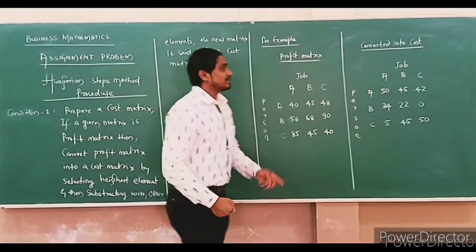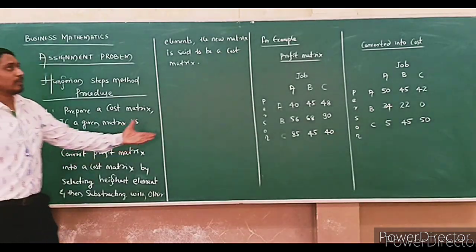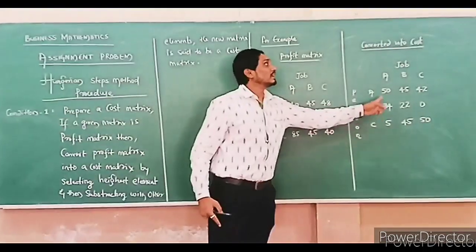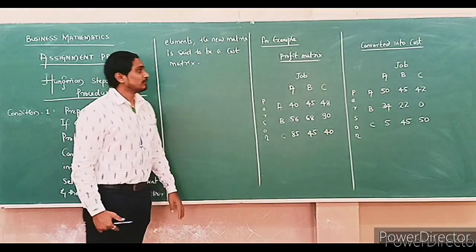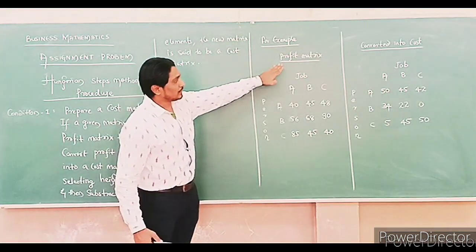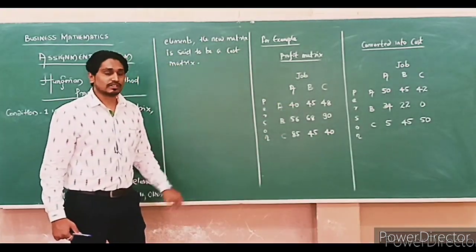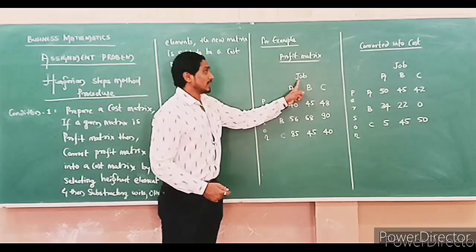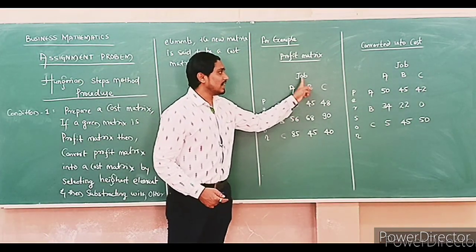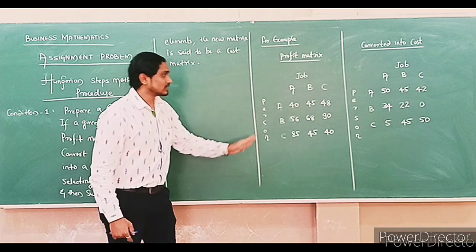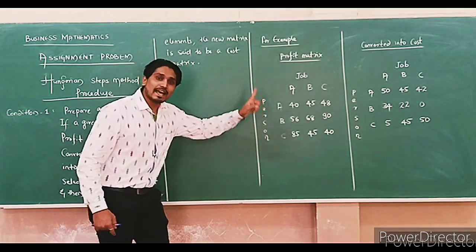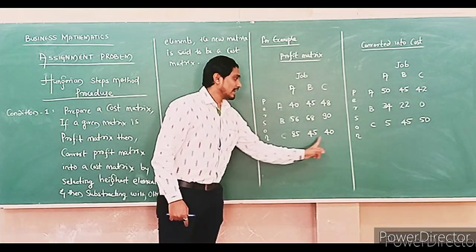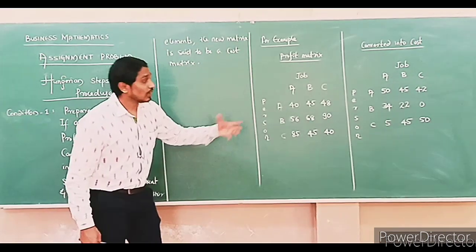Let us understand condition number 1 with an example. Here a profit matrix is given and you have to convert this profit matrix into a cost matrix. How to convert it? There are three jobs, job A, job B and job C, and likewise three persons, person A, person B and person C. See the profits 40, 45, 48, likewise 40. So how to convert?